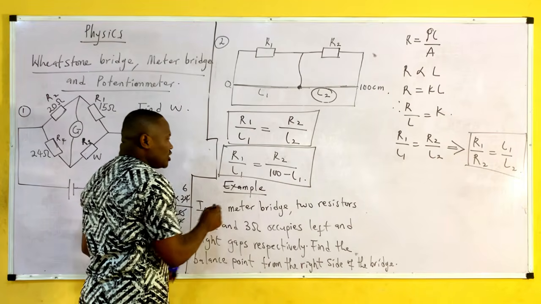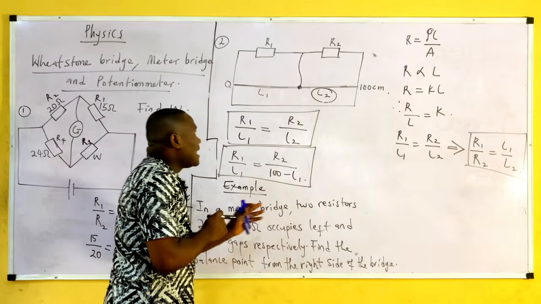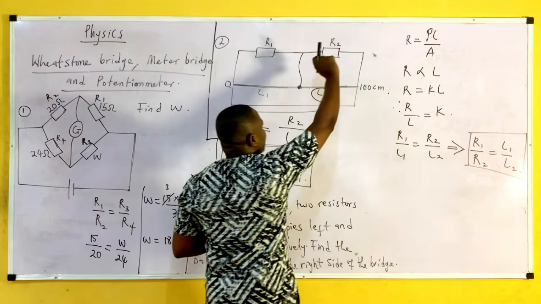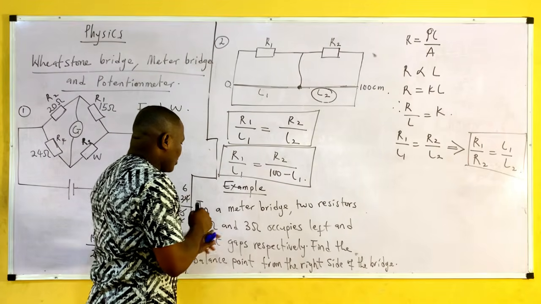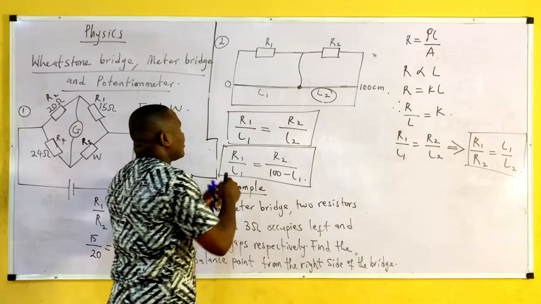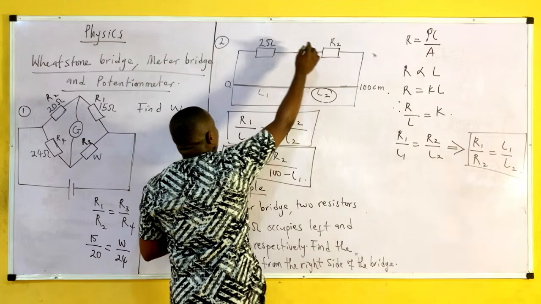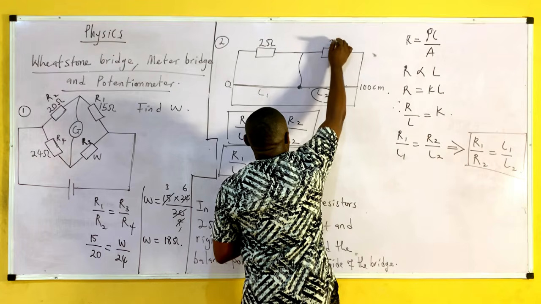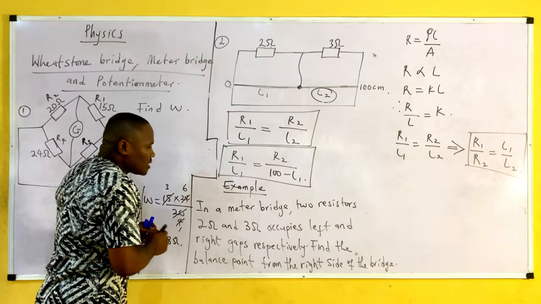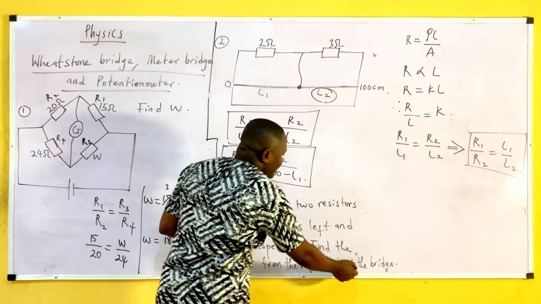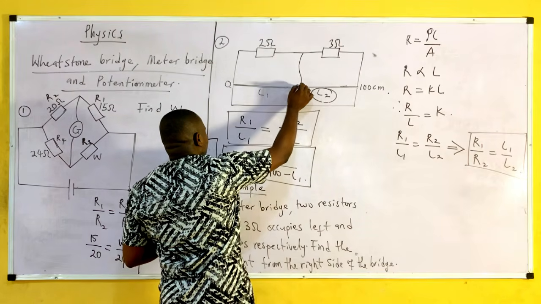In a meter bridge, two resistors, 2 ohms and 3 ohms, occupy the left and right. This is my right hand side. This is my left hand side. So this becomes 2 ohms, while this becomes 3 ohms, left and right. Now we are asked to find the balance point from the right side of the bridge. So we are looking for this balance point.